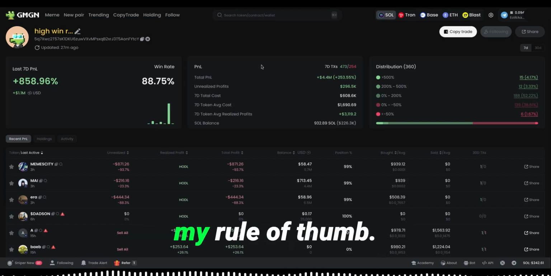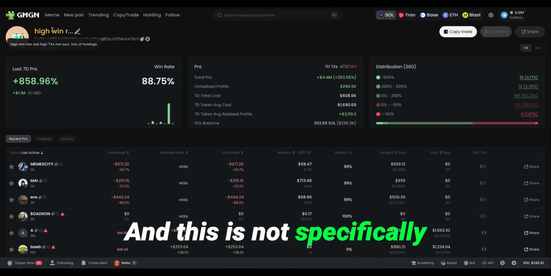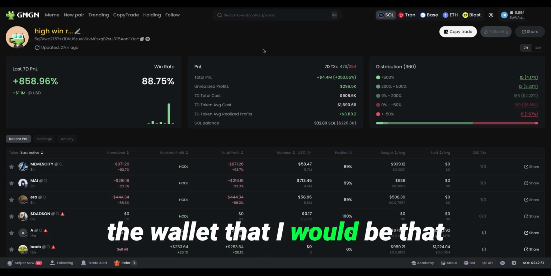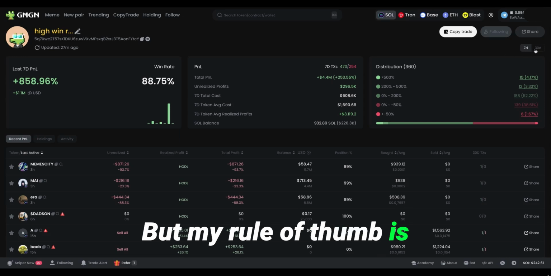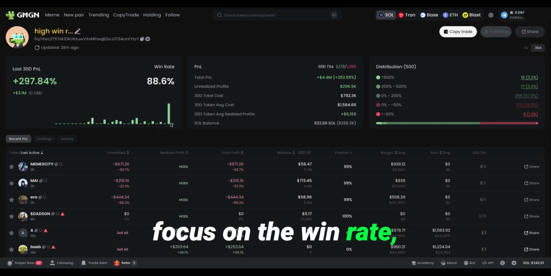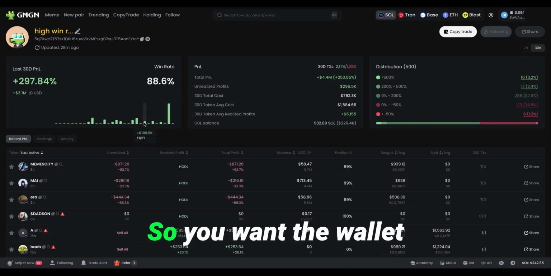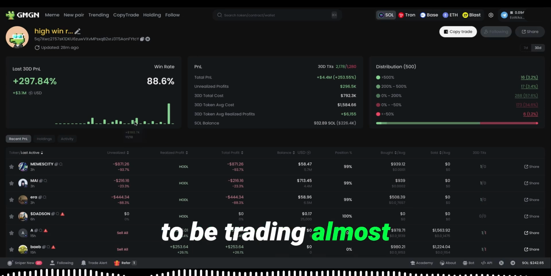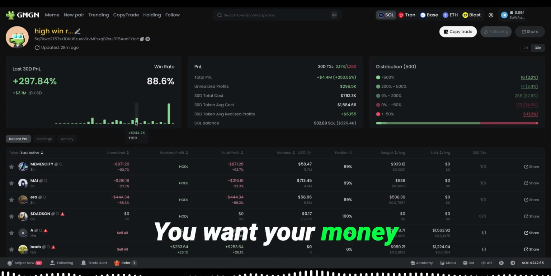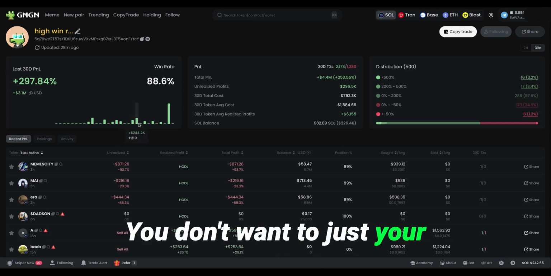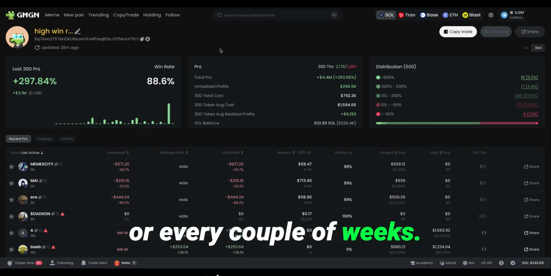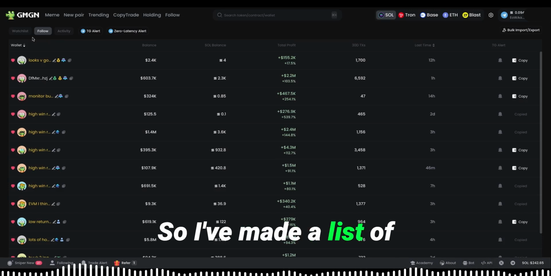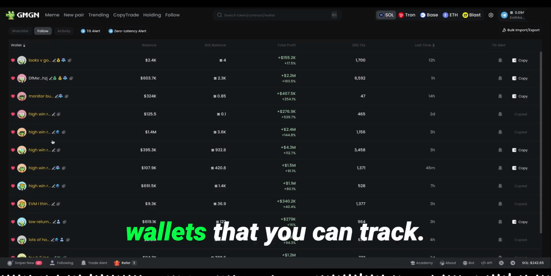And yeah, that's my rule of thumb, and this is not specifically the wallet that I would be that excited to copy trade again. But my rule of thumb is to focus on the win rate and focus on consistency. So you want the wallet to be trading almost every single day. You want your money to be working. You don't want your money to be parked and not doing anything for a week or every couple of weeks. So I've made a list of wallets that you can track.